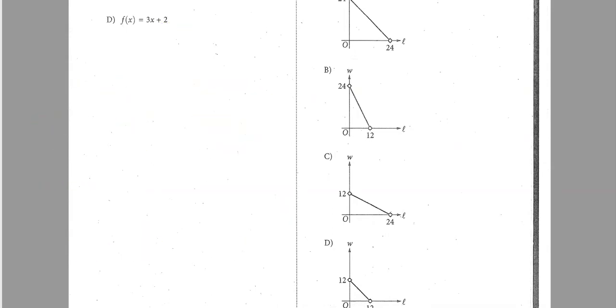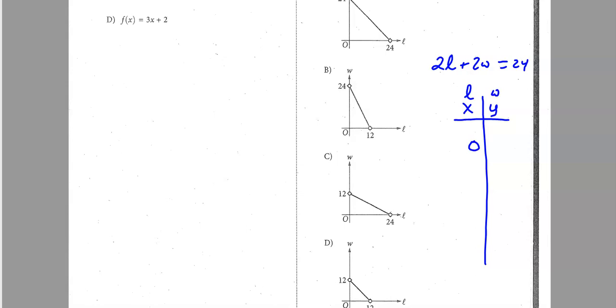All right. So 2L plus 2W equals 24. If you do a little XY table, or an LW table, basically if you put 0 in for L, you're going to need a 12 for W to get 24, and then vice versa. So both of those intercepts should be on there, and I think D is the only choice that has those 2 intercepts, 0, 12 and 12, 0. So the correct answer there is D.